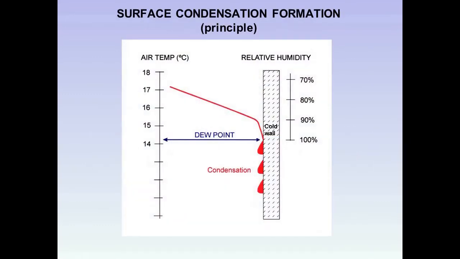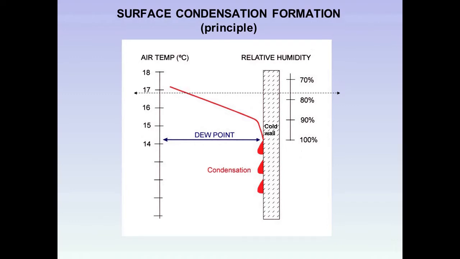If we look at surface condensation, this is just simply a principle. The figures aren't actually spot on by any stretch. Let's start off by looking at a cold wall on the right. We have a relative humidity scale there and an air temperature scale. Now here we are looking at what one could call the boundary layer of air. This is the air that is literally in contact with the surface. So we start off in our hypothetical case with air somewhere in the order of 17 degrees and a relative humidity of 76, 77.